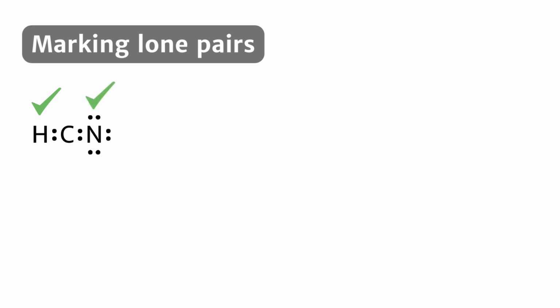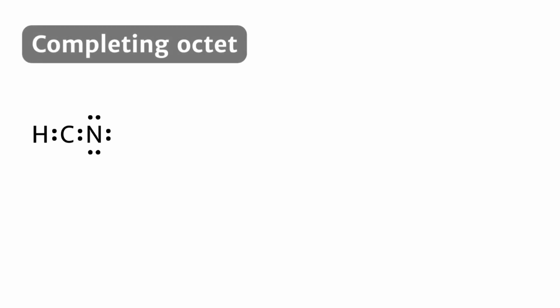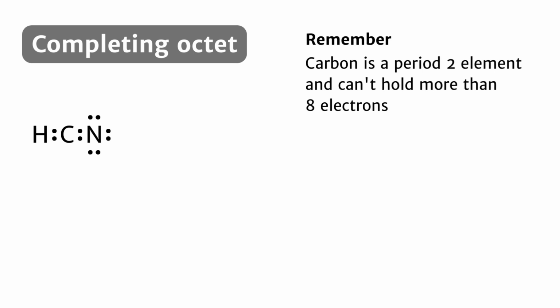However, the central carbon atom's octet is incomplete. Let's now concentrate on completing the octet for the central carbon atom. First, recall that carbon is a period 2 element and cannot accommodate more than 8 electrons in its valence shell. Carbon initially possesses 4 valence electrons and needs 4 more to complete its octet.